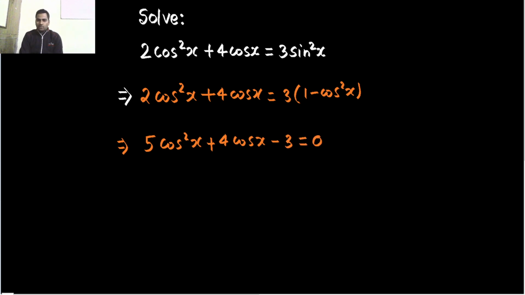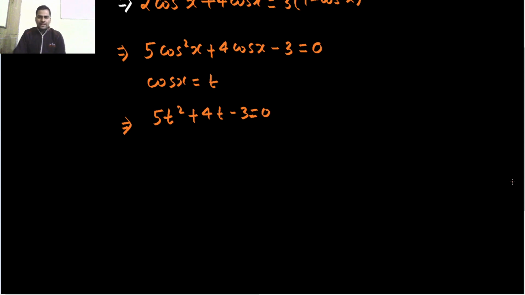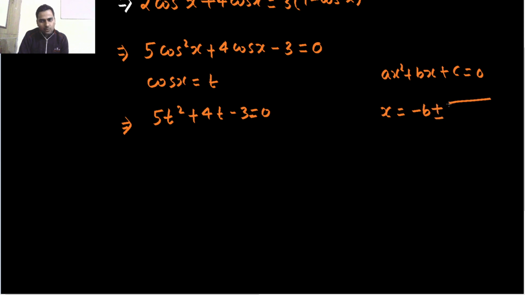Does it look similar to a quadratic? If you take for some time cos x as t, so this is nothing but 5t square plus 4t minus 3 equals to 0. Wow, this is quadratic. You can use the quadratic formula. I hope you know the quadratic formula. If you have ax square plus bx plus c equals to 0, then you find x simply by minus b plus minus under root b square minus 4ac by 2a. This is just the extension of the completing square method. We get this by the completing square method only.